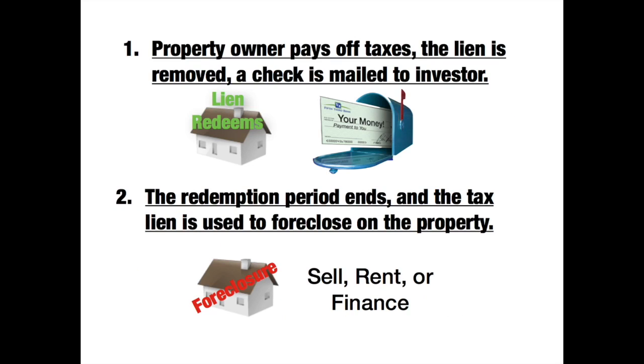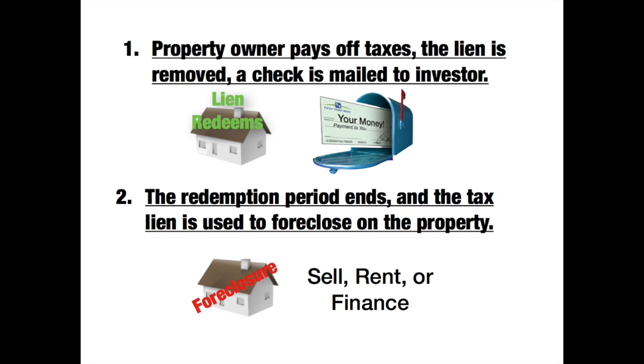Now, that's important because there are only two possible outcomes for tax liens when you invest in them. They are incredibly simple, and the outcome depends completely upon the property owner and what they do. Now, the vast majority of the time, what happens? Somebody eventually comes up with the money to pay off the taxes. And so when they do this, when they pay the county in full, the lien is removed and the county will send a check to the investor for their initial investment plus the interest that they've earned up to that point.